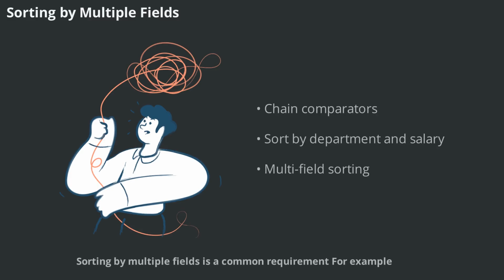Sorting by multiple fields is a common requirement. For example, you might sort employees by department and then by salary. Using chain comparators, you can achieve this easily with streams. This technique is essential for organizing complex datasets.